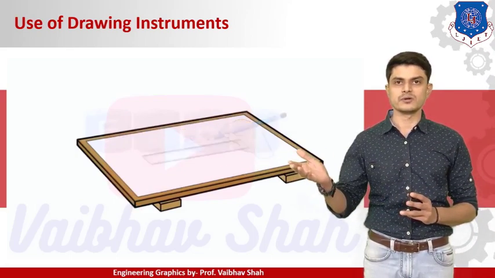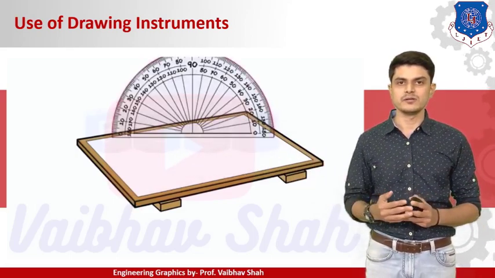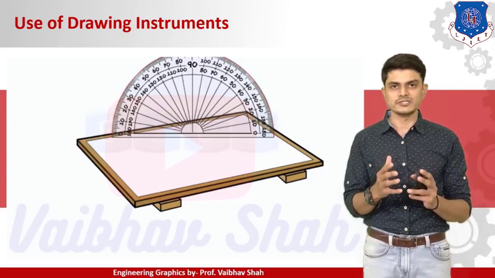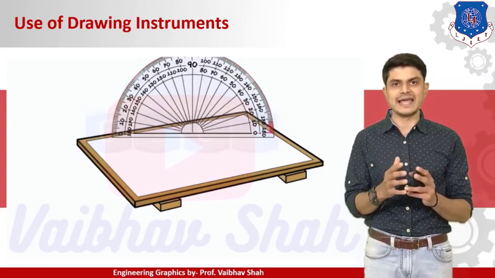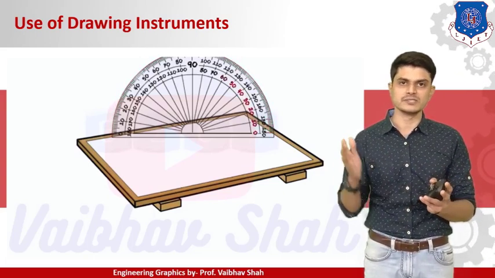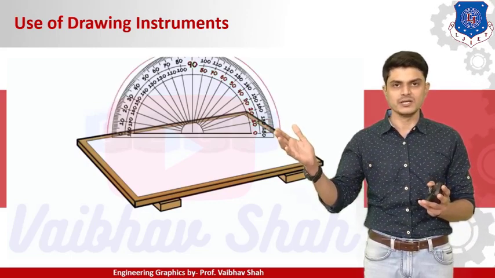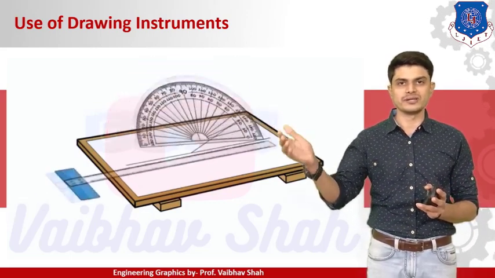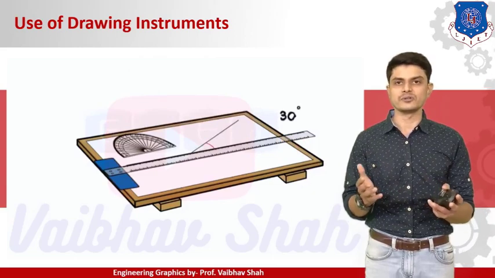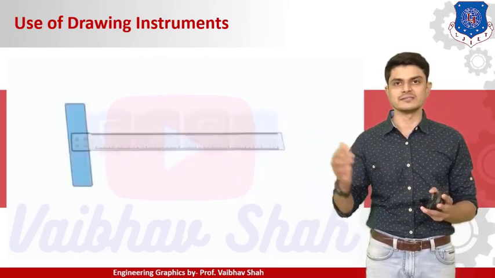Then ruler, you can draw any straight line with the help of ruler. Now protractor is a device with which you can draw and measure any angle. So this is a 0 to 180 degree protractor. You can place the protractor onto your drawing sheet, and you can either draw the angle or measure the angle like it is seen here.